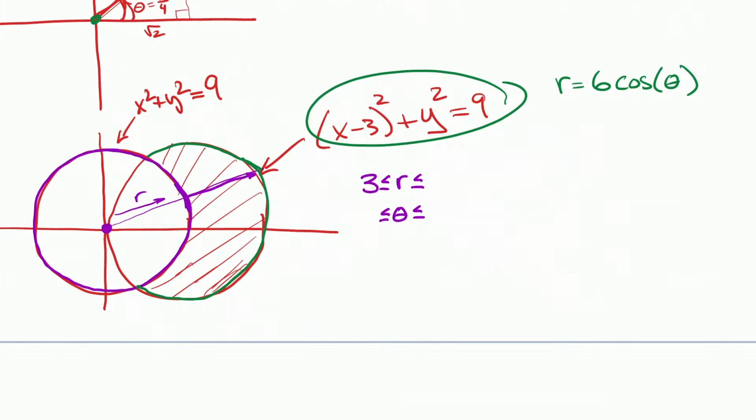Okay, so what that means is that as you're moving away from the origin, the first thing you hit is this purple curve, which is r equals 3. The next thing that you hit is the green curve, which is r is equal to 6 cosine of theta. And so those will be my limits. So this wasn't quite as nice as the previous problems, but it's not terrible. At least I can do it.